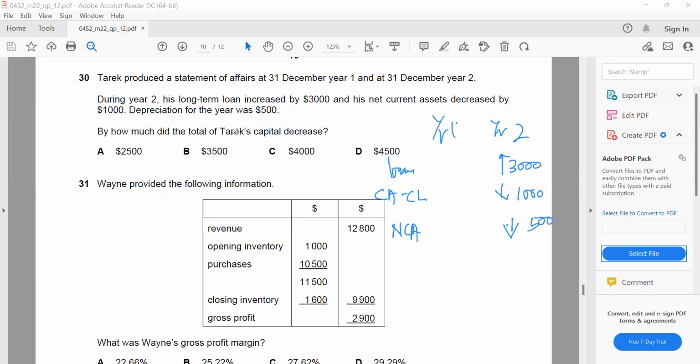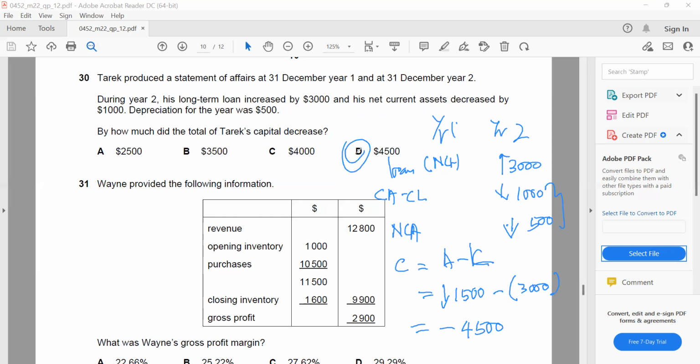So by how much did the total capital change? This is the non-current liability, and this one is the net current asset. So capital is asset minus liability. This one is a decrease, a decrease of 1,000 and 500, minus the increase of 3,000. So we should reduce by 4,500. So the answer should be D.